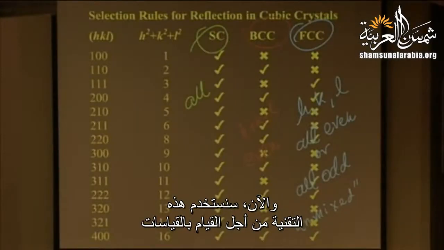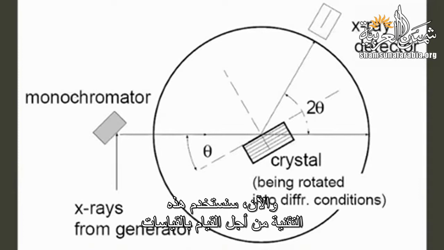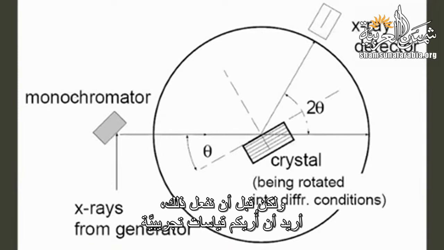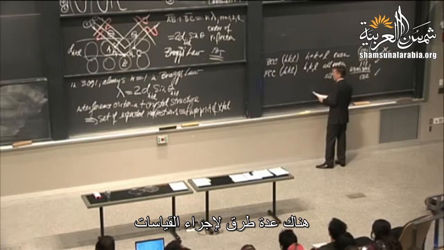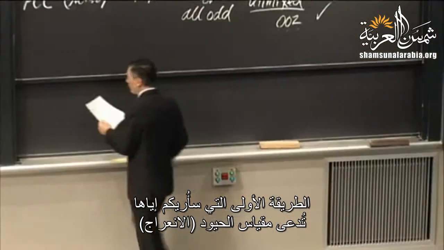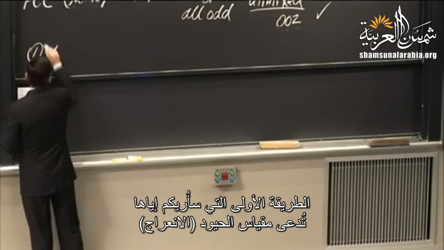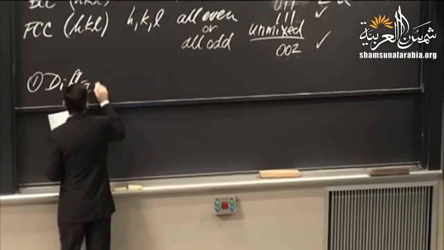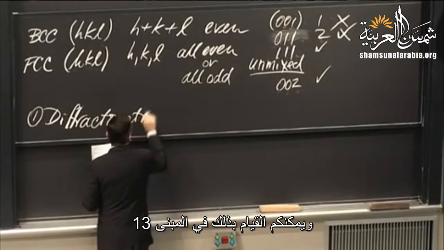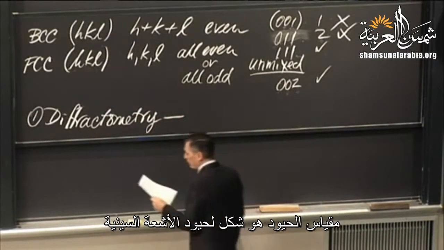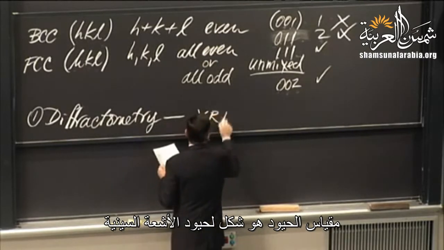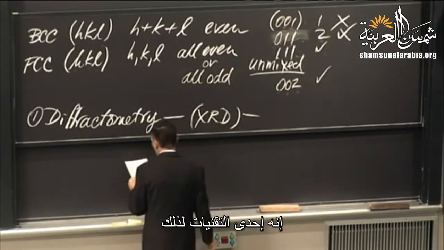And so now what we can do is use this technique in order to make measurements. But before we do so, I want to show you the experimental measurement, one way. There's several ways of conducting the measurements. And so the first way I'm going to show you is called diffractometry. You can do this over in Building 13 if you get yourself a UROP. You might be assigned to make some measurements. So diffractometry, it's a form of X-ray diffraction. It's one of the techniques.